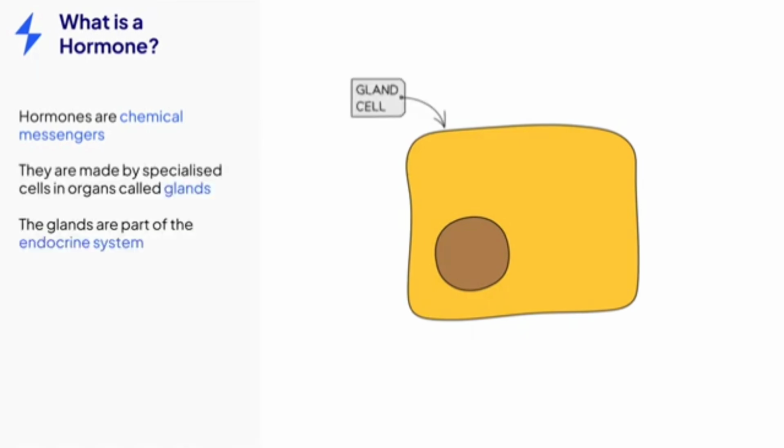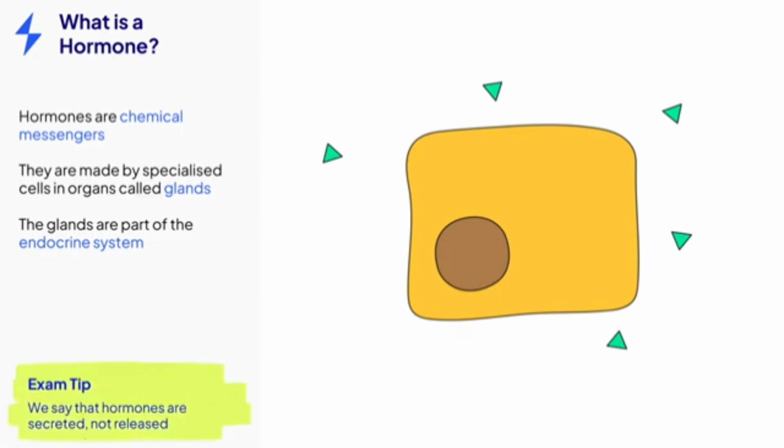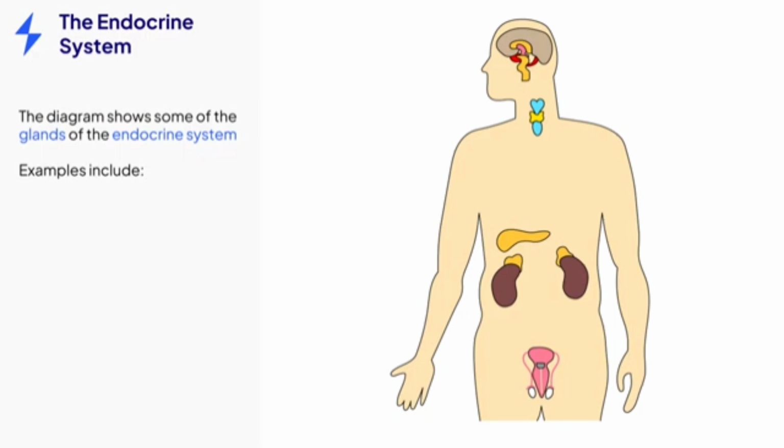Hormones are made and released from specialized cells in organs called glands. These glands make up the endocrine system. When referring to hormones being released, we use the word secreted instead because it is more scientifically accurate. The endocrine system is made up of all of the glands that secrete hormones. This diagram shows some different examples of these glands.